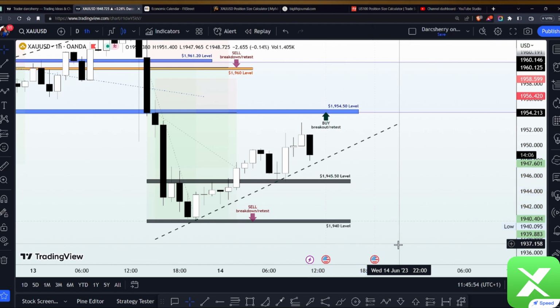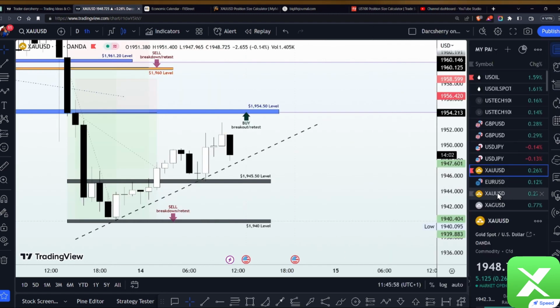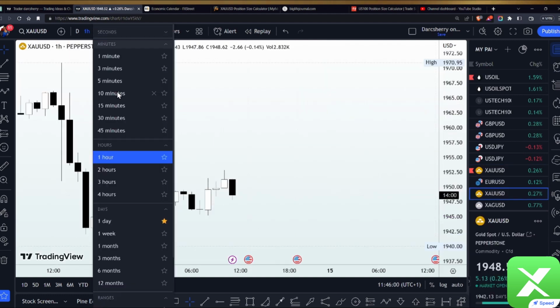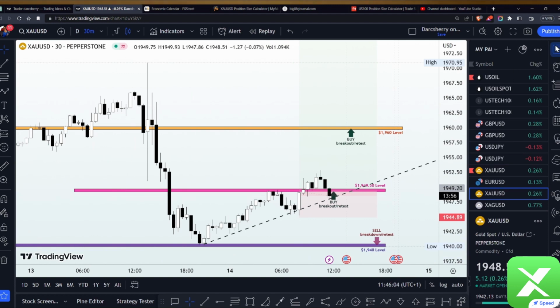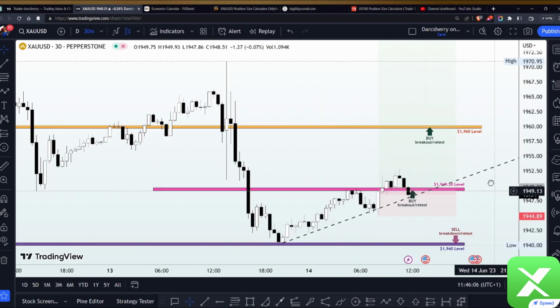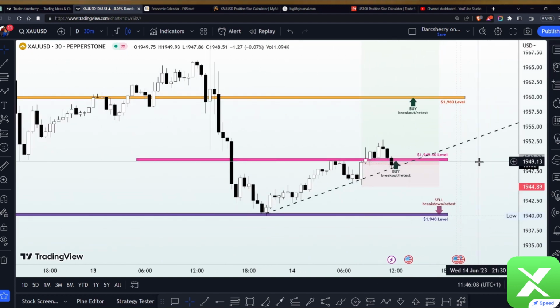So I was able to identify a simple setup on the 30 minutes time frame, which we are going to be using to guide our trading activity for today. And this is this structure here. So this is the 30 minutes time frame. You want to mark these levels out on your chart so that you can use it to guide trading activity for today. So I have a couple of levels here.